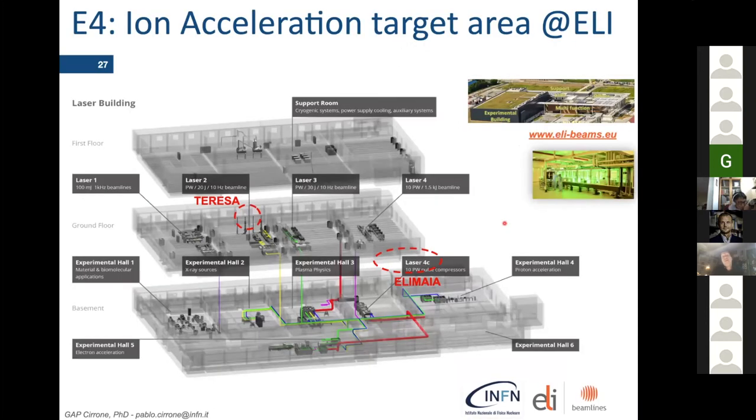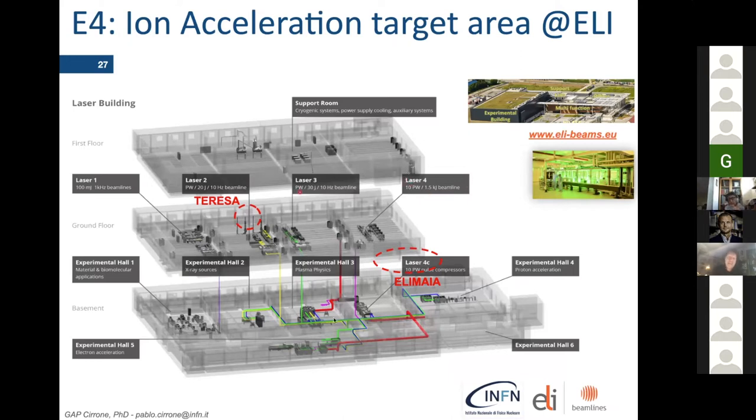This is what we did in ELI. The ELI beamline is one of the pillars of ELI, as most of you I think know. There are 4 high power lasers installed. We are working with 2 of these, laser 3 and laser 4. Laser 3 is 1 petawatt, 10 hertz, 30 femtosecond, 30 joule, and laser 4 will be the 10 petawatt, 1.5 kilojoule, which is not there yet.